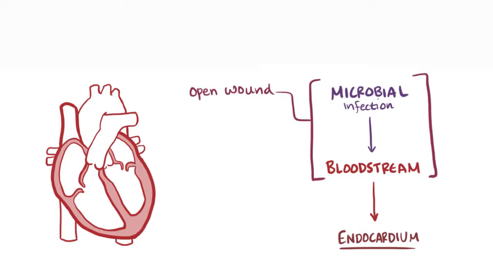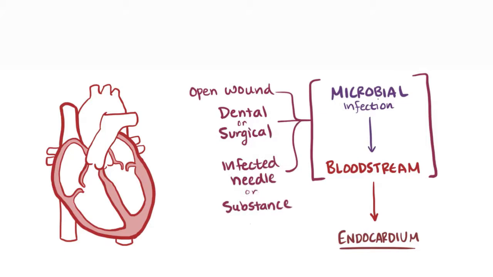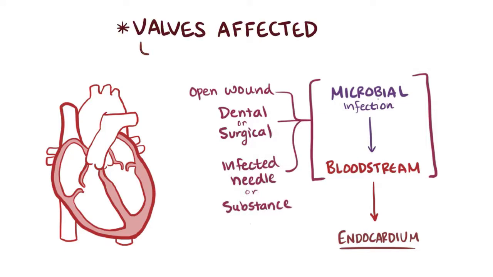Then a microbe has to get into the bloodstream, and that might happen if a person has an obvious open wound or an abscess, a dental or surgical procedure, or injection with an infected needle or infected substance, usually while using illicit drugs. The valves are often affected because they're often the site of turbulent blood flow.